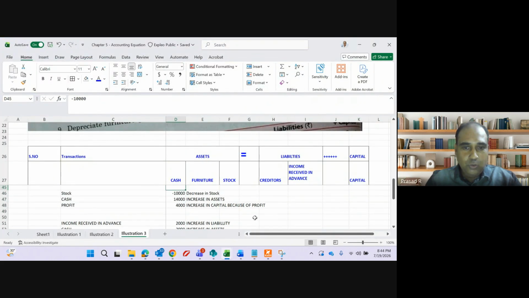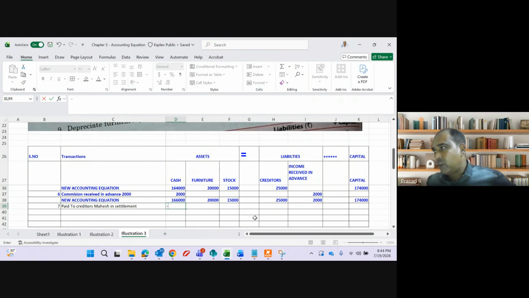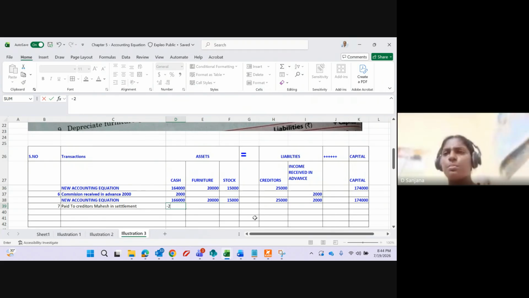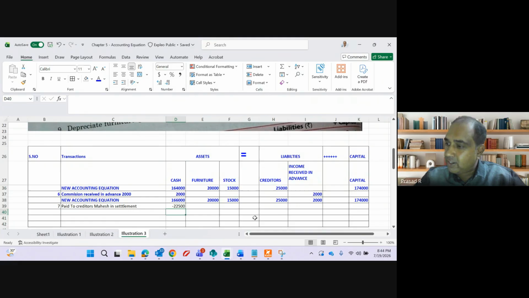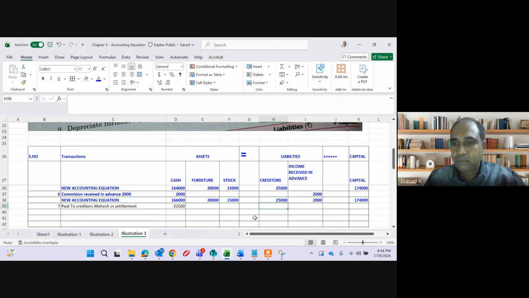Now plot it here. How much cash is going out, guys? Minus how much? You have to tell me. I'm waiting for your answer. Not 2,25,000, only 22,500. Don't make mistakes in numbers. This is where students will lose marks. Our students should not make any mistake.